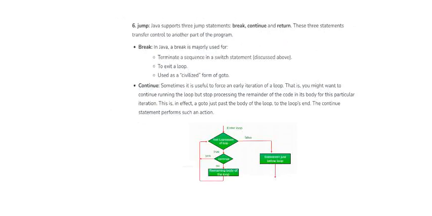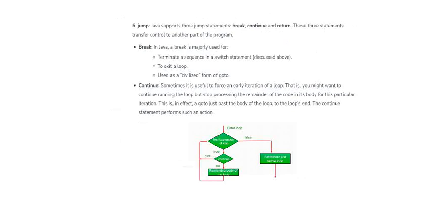Jump: Java supports three jump statements: break, continue, and return. These three statements transfer control to another part of the program. Break: in Java, break is majorly used to terminate a sequence in a switch statement, to exit a loop, and to be used as a civilized form of goto.